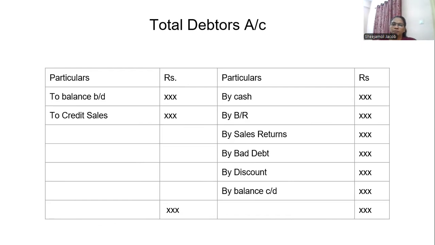And here we are preparing this account for finding the balancing figure, that is credit sales. The balancing figure of total debtors in the single entry system may be credit sales.